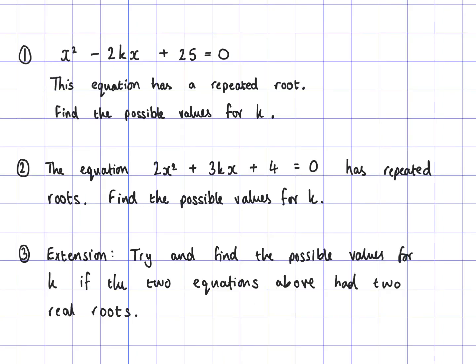So here are some questions for you. You got your equation, it gives you a condition, and it says find the possible values for k. The extension here is to try and find the possible values for k if the two equations above had two real roots. So instead of me saying repeated roots here and repeated root here, if we were to say the equation has two real roots, how would you solve for the values for k? So that's the extension.